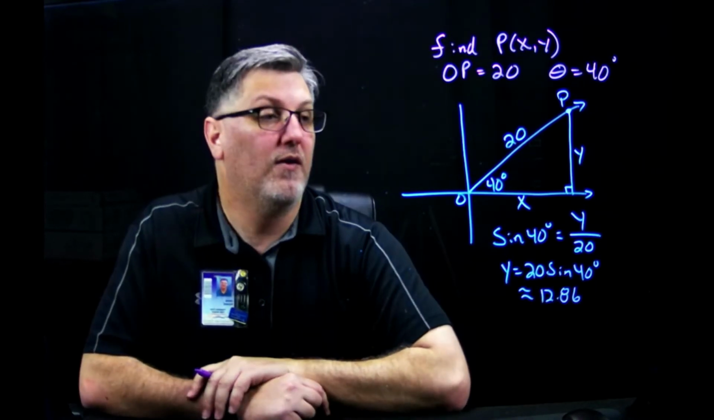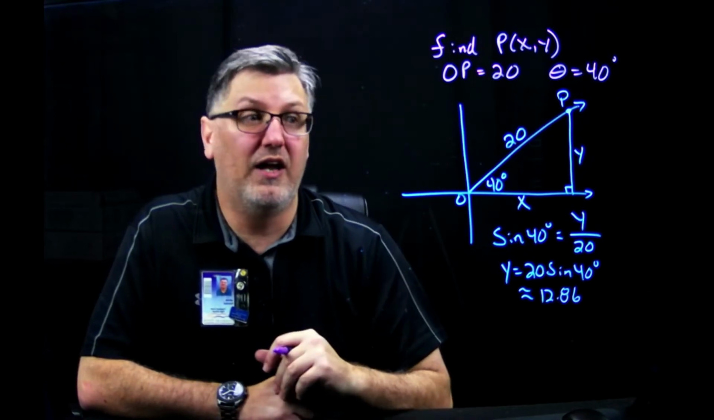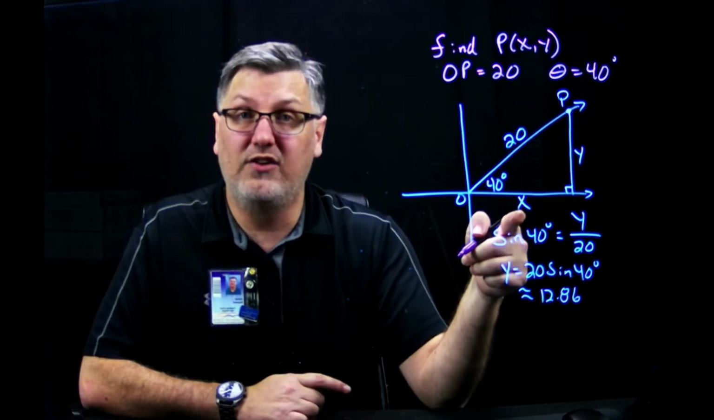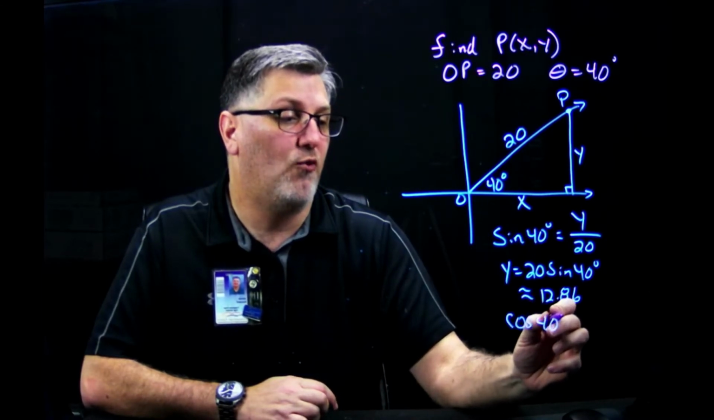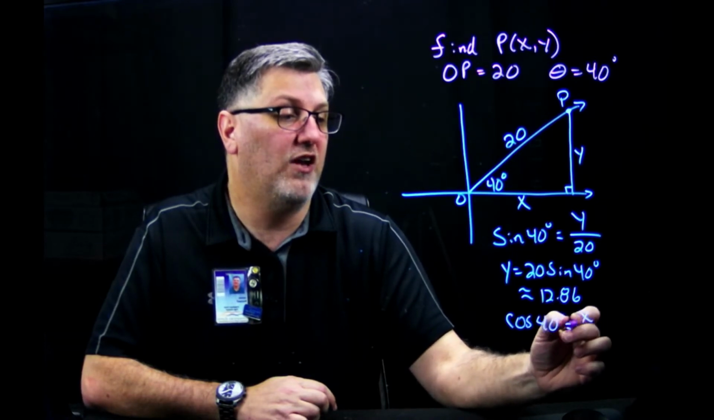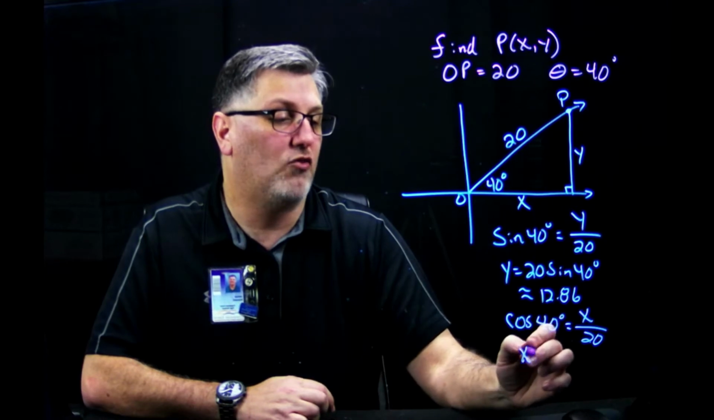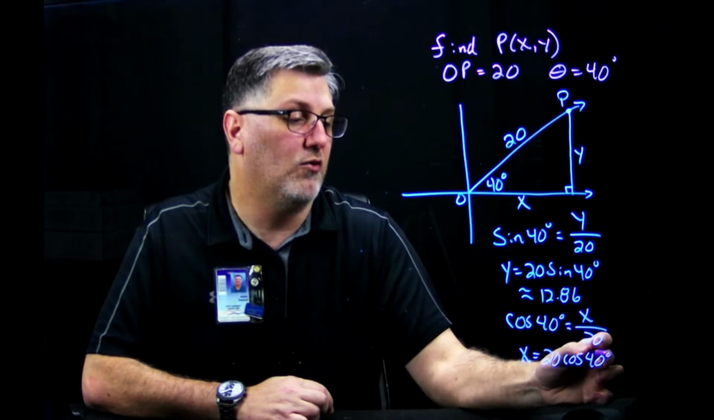12.86 units. So now I know what y is. I can go ahead and still calculate my x. I know x is adjacent. That's cosine. So I could say cosine of 40 degrees is my adjacent over my hypotenuse. Multiply both sides by 20. I have 20 cosine 40 degrees.